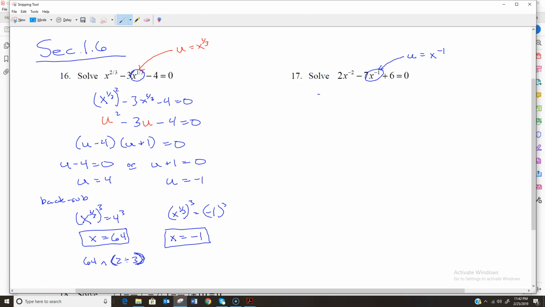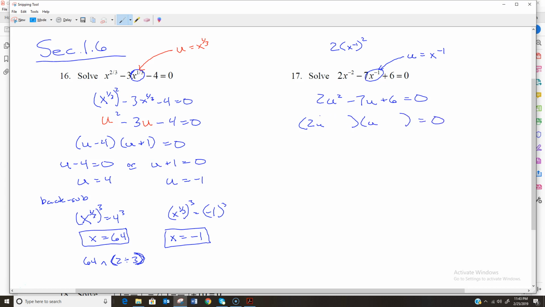If I do that, then 2u squared would be 2x to the -2, because again I'm letting u be x to the -1, so this would be like 2 times x to the -1 squared, and the x to the -1 has been replaced with a u. And then minus 7u plus 6 equals 0. We're going to factor that. That'll be 2u, and then over here we have to have a u.